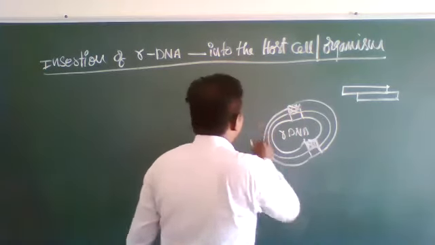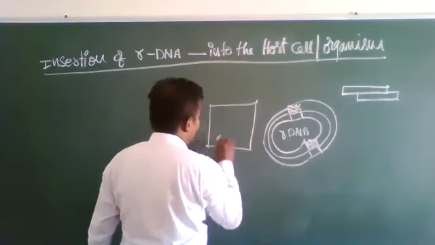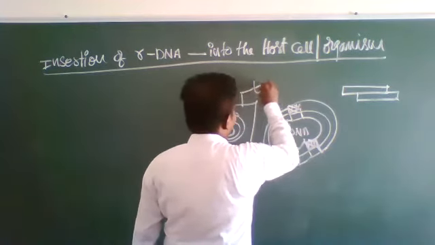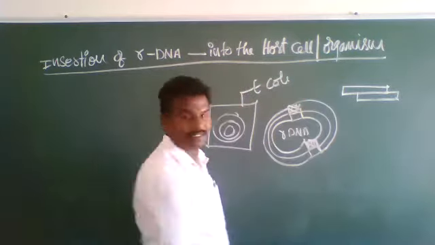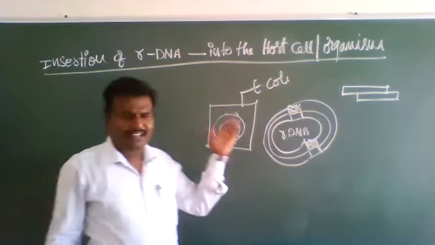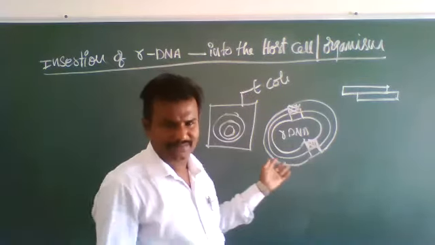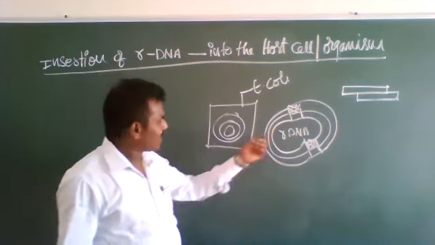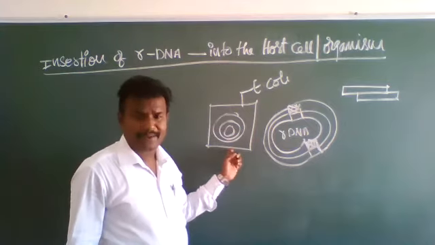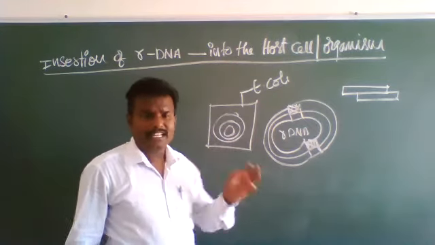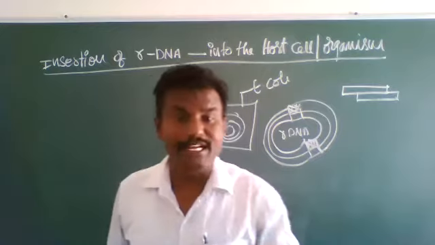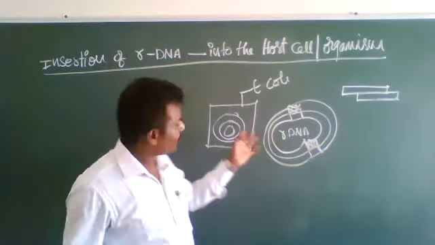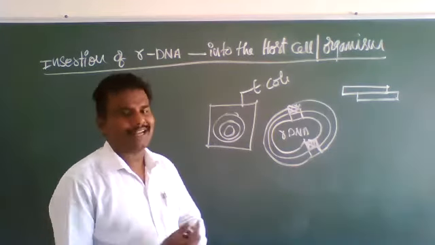This recombinant DNA is transferred into the E. coli, Escherichia coli bacteria. There are a number of methods, indirect method and direct method, which we have already seen. Directly, recombinant DNA is not accepted by the bacteria. First, the bacteria must be ready to take up the foreign DNA or recombinant DNA. Then only the further process continues.